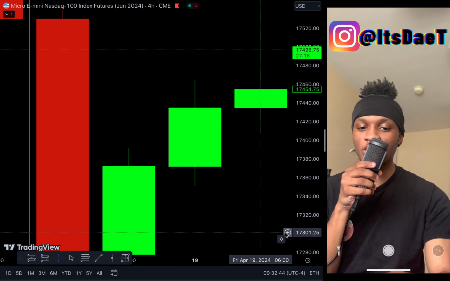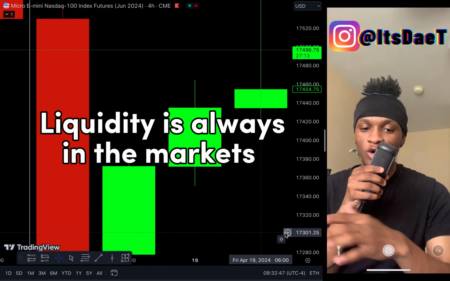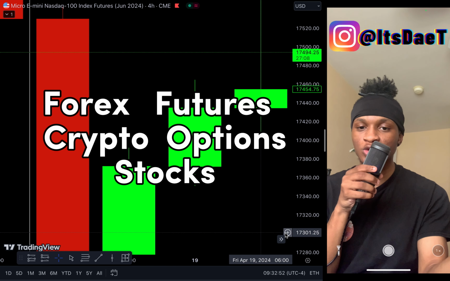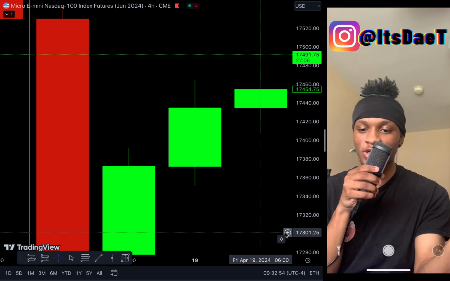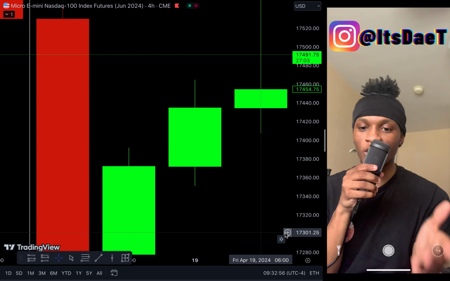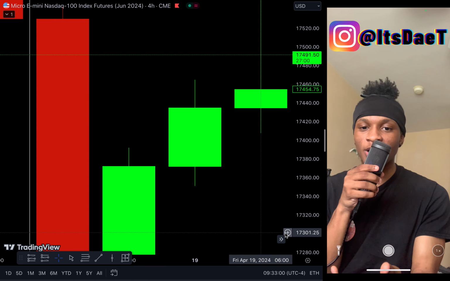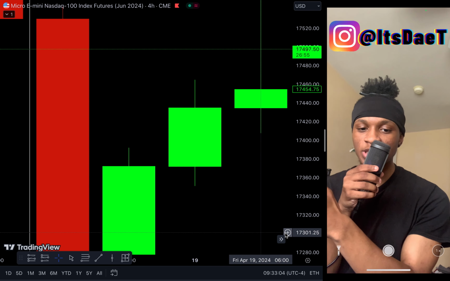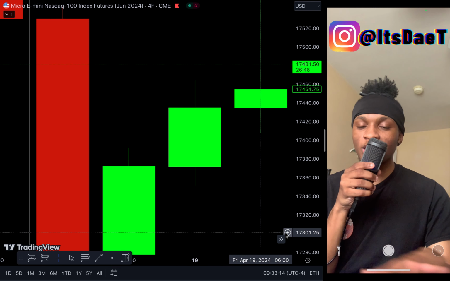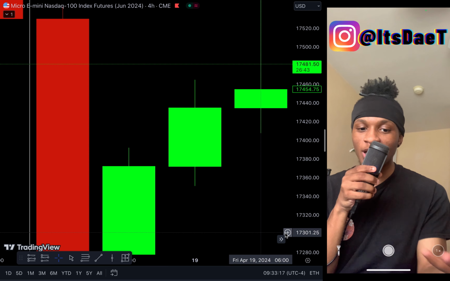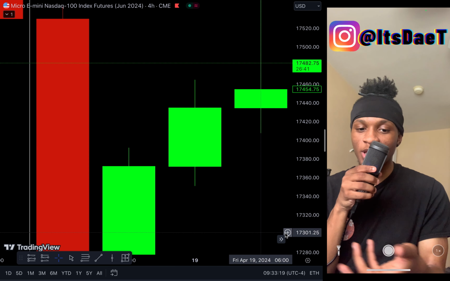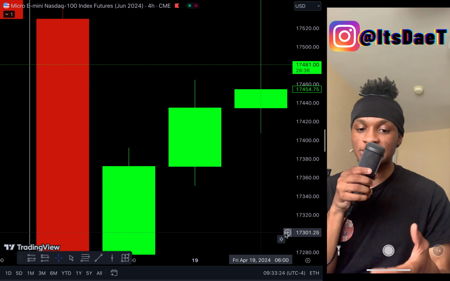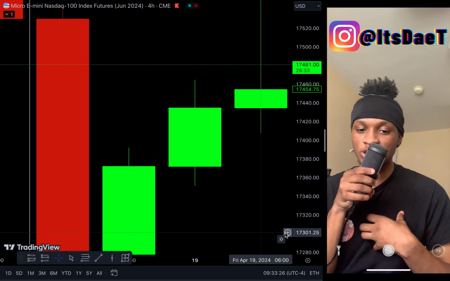But before we even get into it, I just want to put out a quick disclaimer that liquidity is always in the market, right? No matter what symbol you trade, whether forex, futures, crypto, options, stocks, whatever the case may be, liquidity is always going to be in the market. There's terminology like ICT, there's terminology like CRT trading, different ways you can trade liquidity. So I don't want anybody coming in this comment section saying, oh, you're trading ICT, or oh, you're trading this or that. Even if it is the same concepts, I'm not going to label it as ICT or a certain concept. To me, it's just simple liquidity, right?